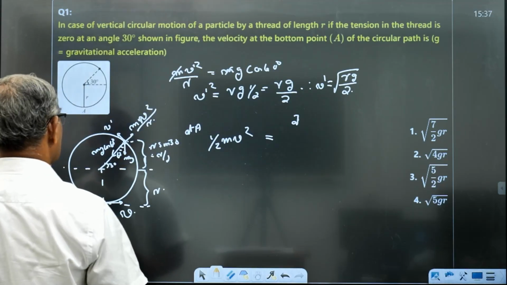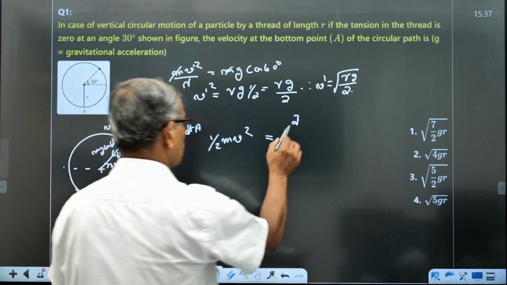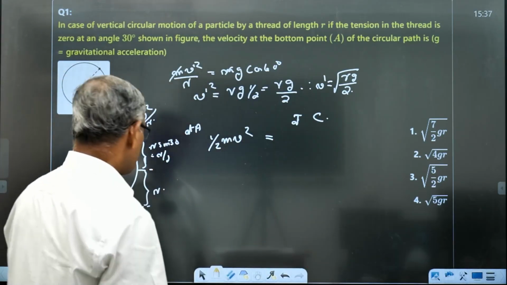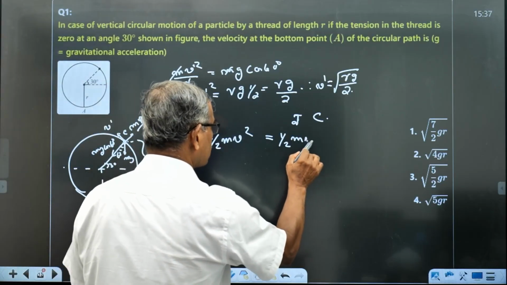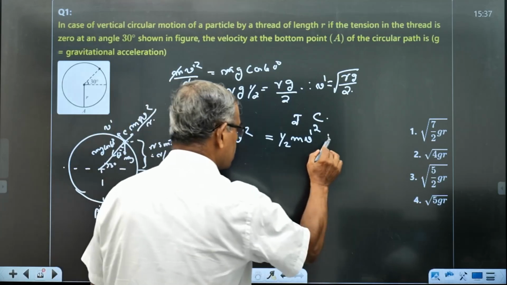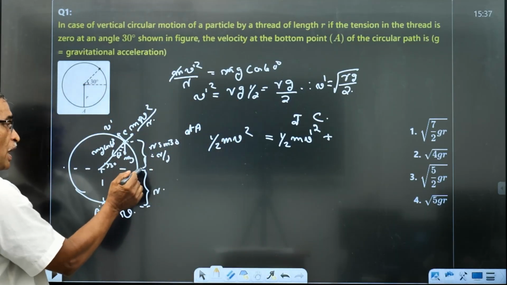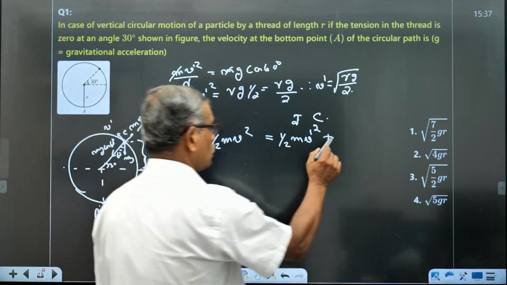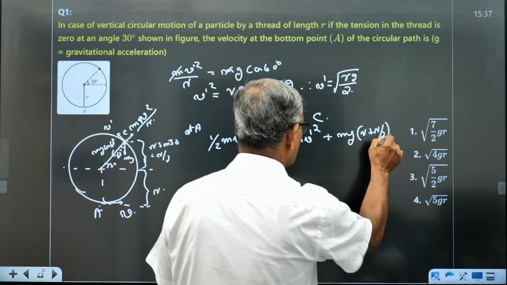We didn't give it a name. Here, the point C. At C, total energy at C means half mv dash squared, where v dash is the velocity at that point, plus the gain in potential energy mgh, where h is equal to r plus r by 2, so mg times r plus r by 2.